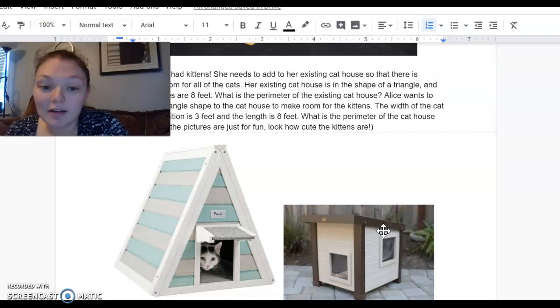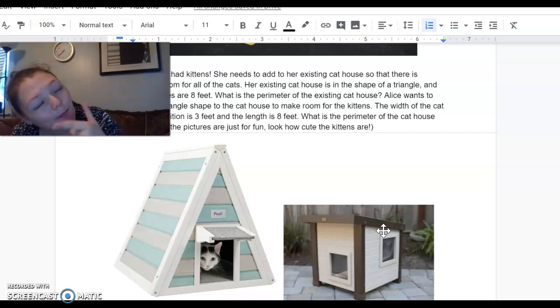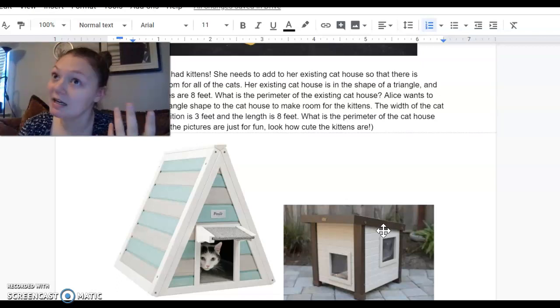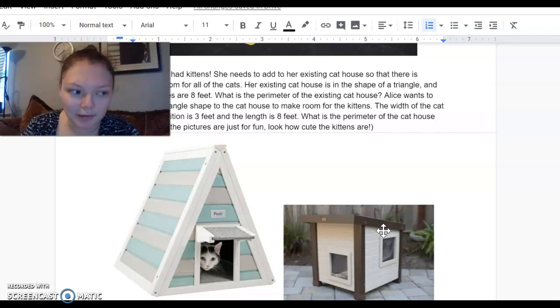So we know it's a triangle, and all the sides are 8 feet. So how many sides does a triangle have? And then how many times do we need to add 8 to itself? So we need to do 8 plus 8 plus 8 plus 8 plus 8, because there's 7 sides to a triangle, right?